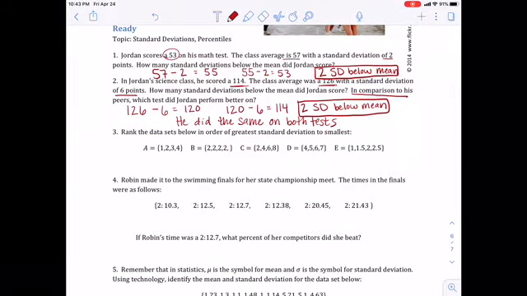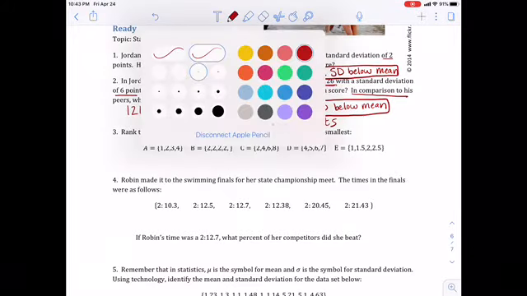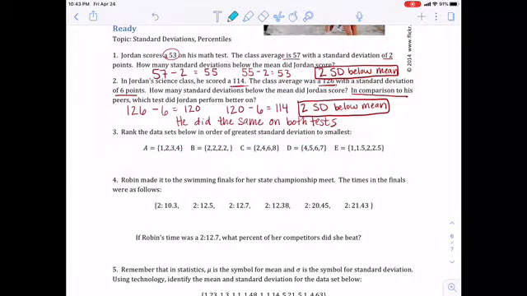Okay. Next question, number 3, says rank the data sets below in order of greatest standard deviation to smallest. Well, remember that the standard deviation is a measure of spread, so the greatest standard deviation would be the greatest spread. The smallest standard deviation would be the least spread. So looking at this, I can see that B has a standard deviation of 0 because these numbers are all the same. There's no spread whatsoever.